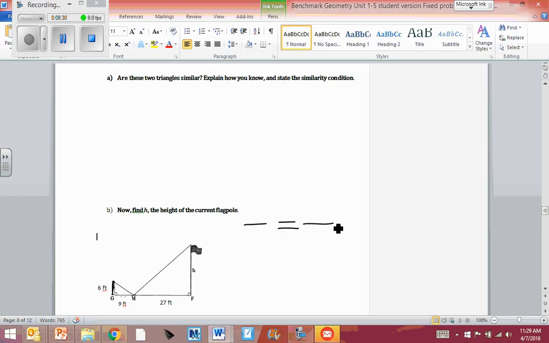Standing up guy with the pole. The people in the same position, a 6 and an H. So we can take a mental break because you're so good at these. Small triangle versus big triangle, 9 and the 27.